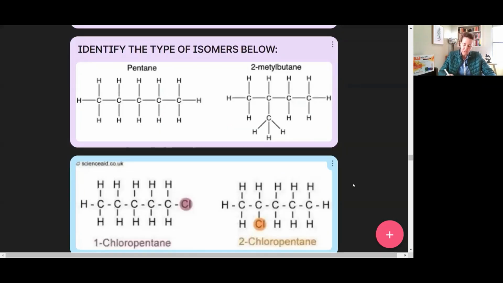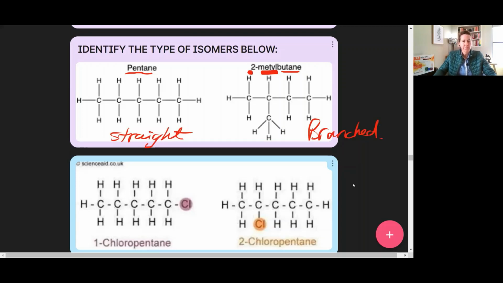So for the first, we have pentane and 2-methyl butane. They've got the same number of carbons, the same number of hydrogens. They've got the same molecular formula, but different structures, different arrangements of the carbons and hydrogens on the chain. This is a straight chain, and as you can see, this is a branched chain.